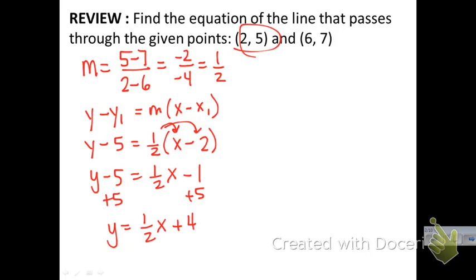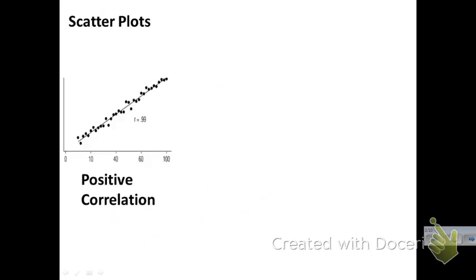The other way that you can write this equation is you graph these 2 points, find the slope by looking at the graph, and then find out where that graph will cross the y-axis, and then you'll be able to come up with that equation.